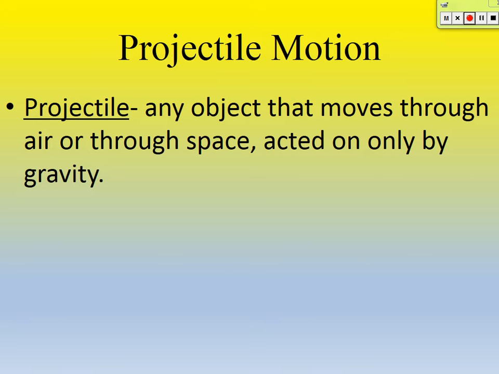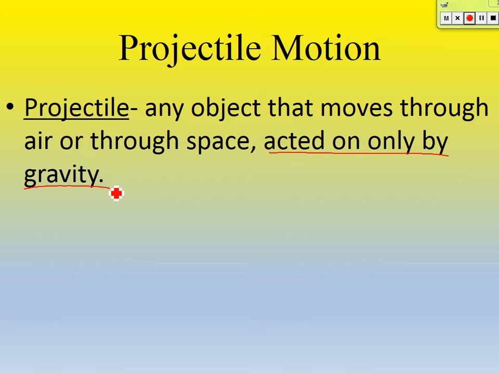So first thing that you need to know is what a projectile is. And so in your notes, I've got a spot for you to write down the definition for projectile. A projectile is any object that moves through the air or through space, acted only on by gravity. Okay? So it's any object that moves through air or through space, but a projectile is acted only on by gravity.